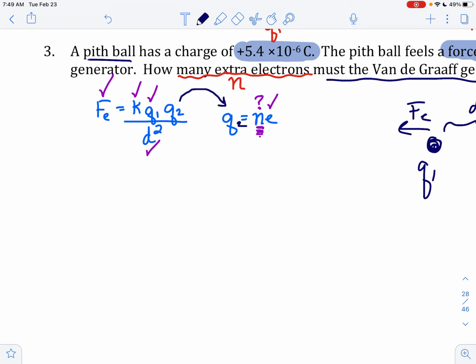Before I plug everything into this equation, I'm going to actually solve this equation in variables for Q2. I think it's easier to do it that way because then you only have to punch things in on the calculator. So many students, when I ask them, well, what did you mess up? They said, well, for the calculator, I did too many steps. I did this times this, and I hit equals.